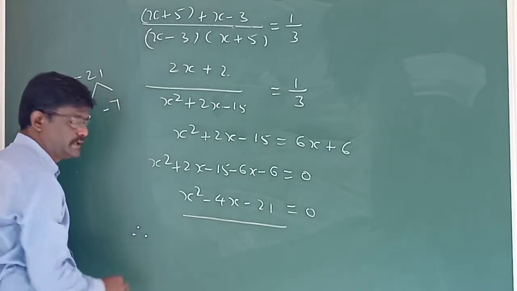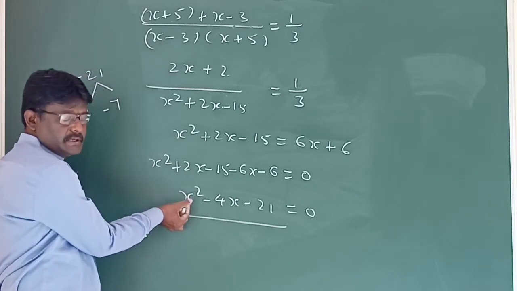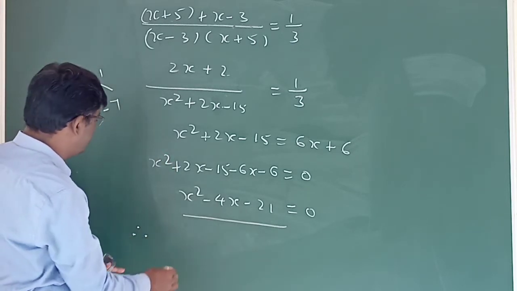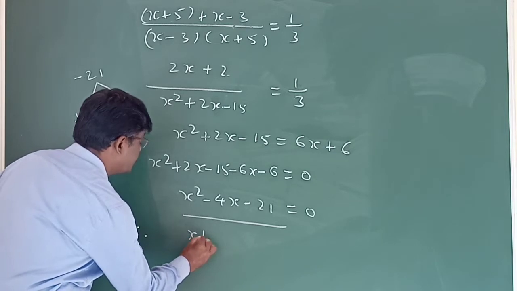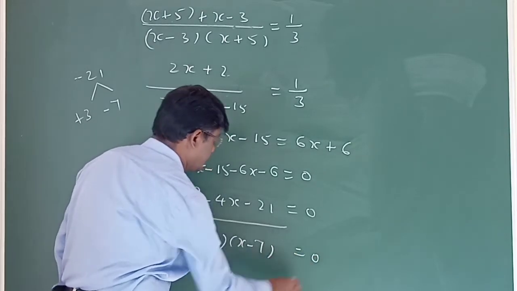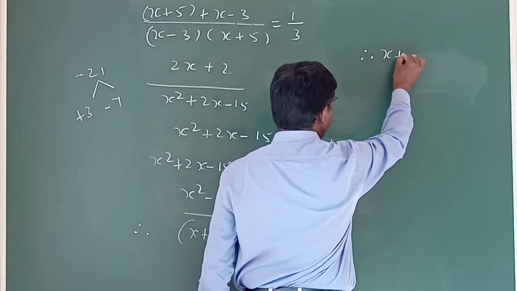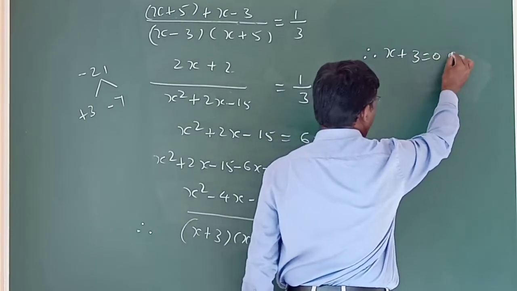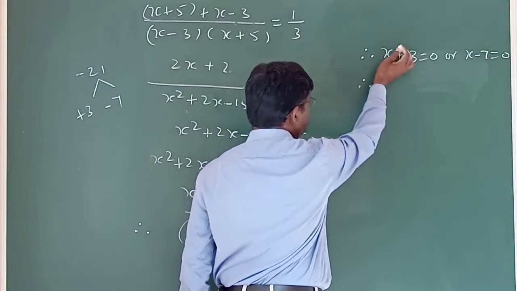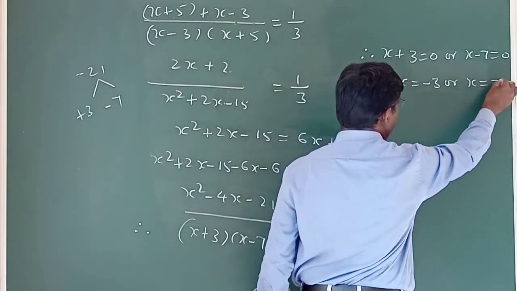Now I told you in the previous problem, whenever the coefficient of x square is 1, then directly we can write it in m, n form. Hence, now (x plus 3) into (x minus 7) equal to 0. Therefore, x plus 3 equal to 0 or x minus 7 equal to 0. Therefore, x equal to minus 3 or x equal to 7.